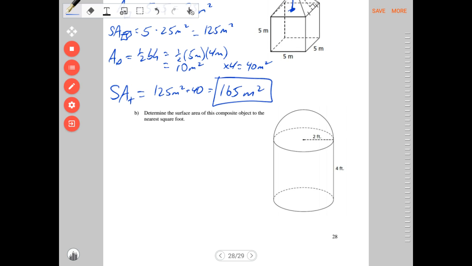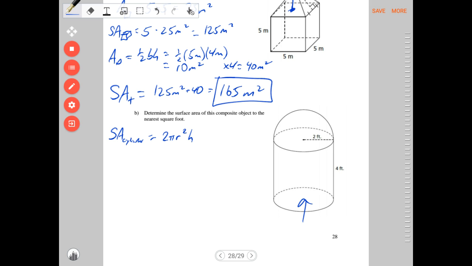Determine the surface area of this composite object to the nearest square foot. Again, the wording of this implies that the floor is included. So let's see. The surface area of a cylinder. That's on your formula sheet, and it is 2 pi r squared plus 2 pi r h.